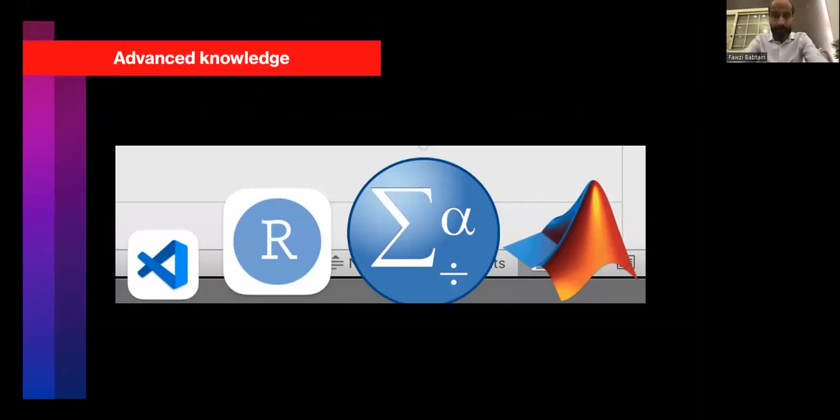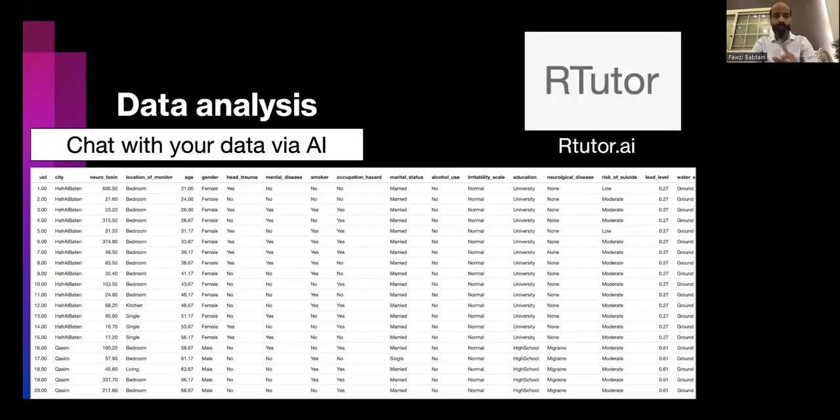SPSS, MATLAB are paid. You can use even Python, open source, but maybe Python is too complicated. It can do way more than a data analysis. So my favorite is RStudio. If you want to get yourself into data analysis, it is where to go. Now I will show you how AI can use R, which is a complicated, advanced data analysis software, to come up with results in no time.